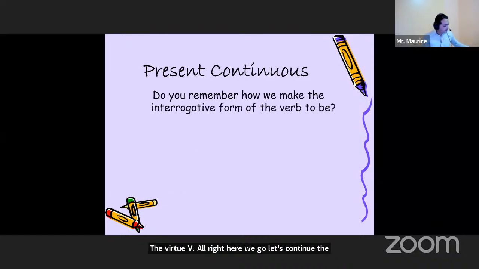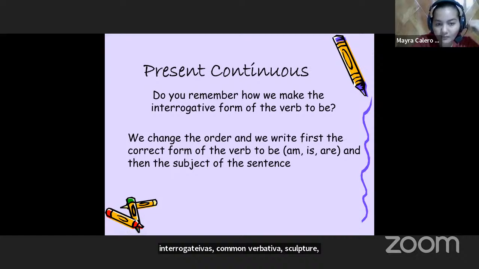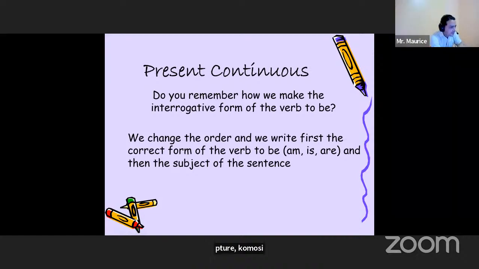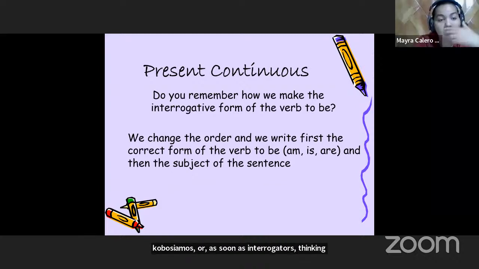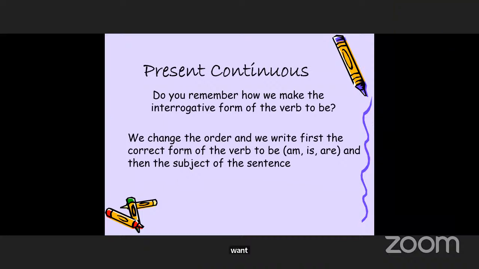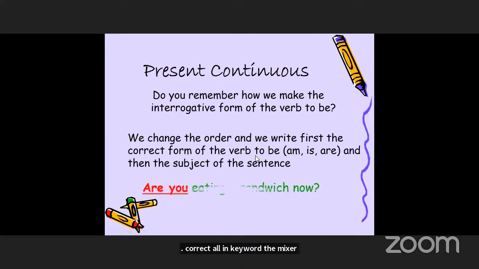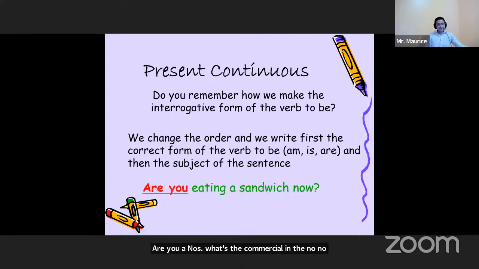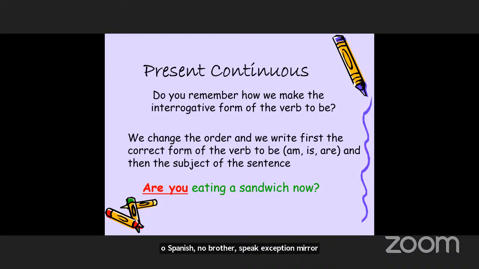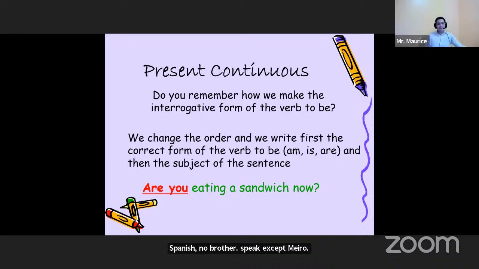Now, la misma pregunta. ¿Se acuerdan cómo hacíamos oraciones interrogativas con el verbo to be? ¿Cómo hacíamos oraciones interrogativas? Cambiábamos el orden. Correcto. ¿En qué orden, mister? Ayúdenos. No sé cómo decirlo en inglés. No. Spanish, no problem. Speak. O sea, primero va el verbo to be y después la persona. Okay, thank you. Muy bien.